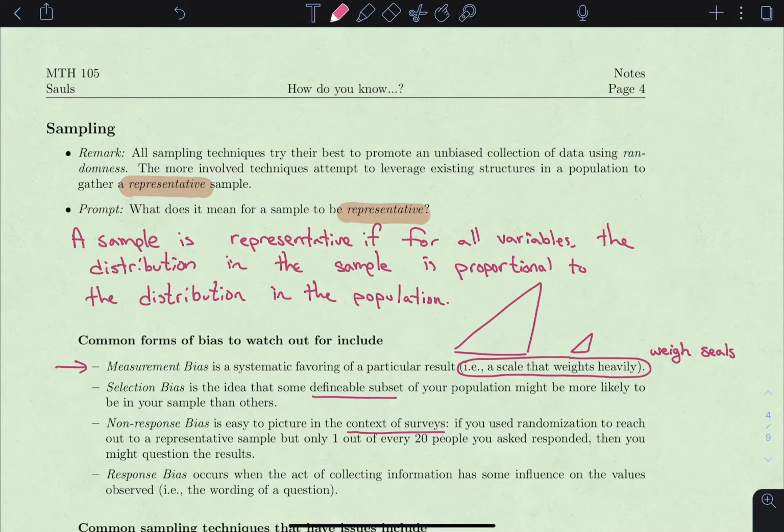That's in opposition to response bias, where there's some effect of you collecting the information. Again, I think a survey is a good example to consider for response bias. The wording of a question can affect how people respond. Or when we talked about ballots, how you list the people on the ballot can affect what people vote for. The first individual on a ballot maybe gets an advantage because they're the first one there.